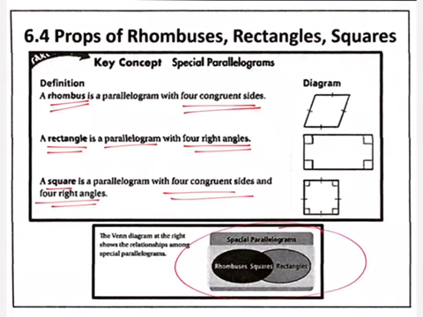Something to keep in mind down here is that squares can be considered both rhombuses and rectangles, but rectangles cannot be considered squares, and rhombuses themselves cannot be considered squares.